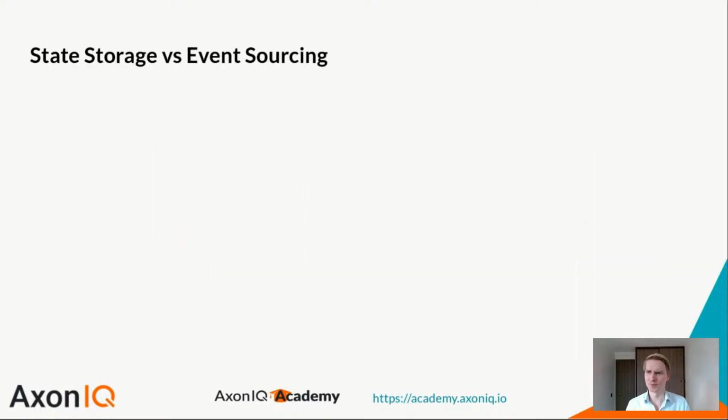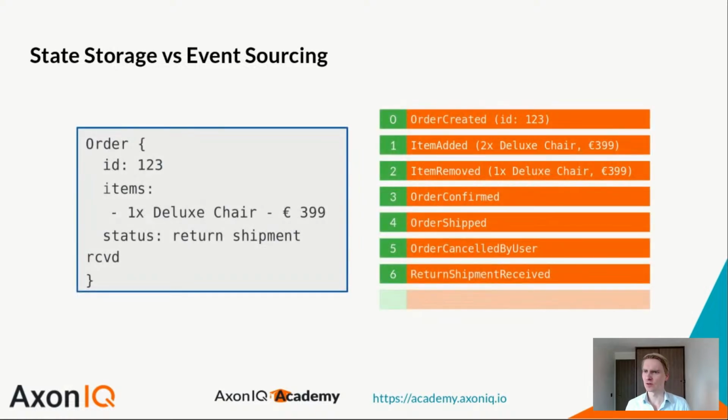But first, you may actually think, well, why bother with event sourcing, right? Why don't we just store the current state and be done with it? We can do that like this, right? Just on the left-hand side. We have some kind of order, we are a web shop here. And why don't we just store, okay, we have an order with an ID, some items in it, and a current status. In this case, the return shipment has been received.